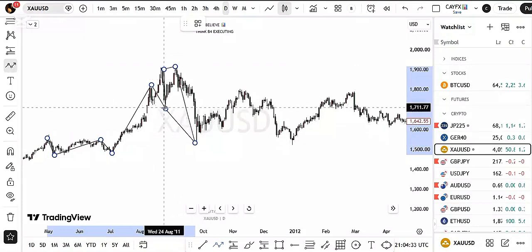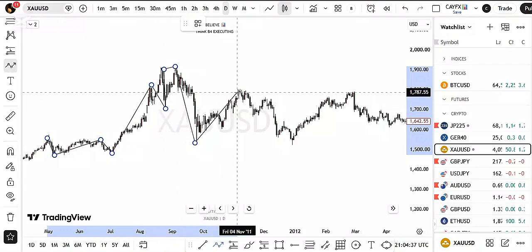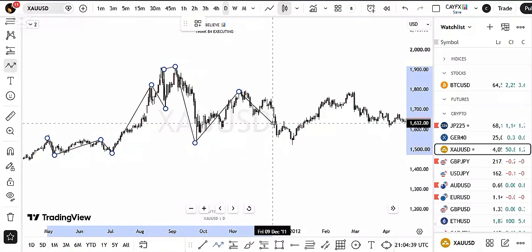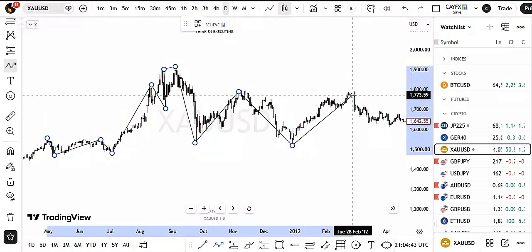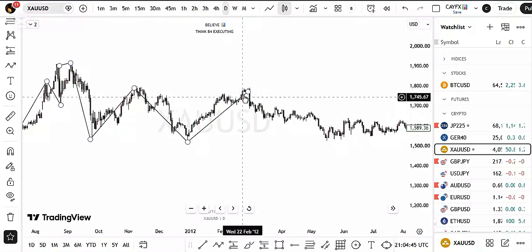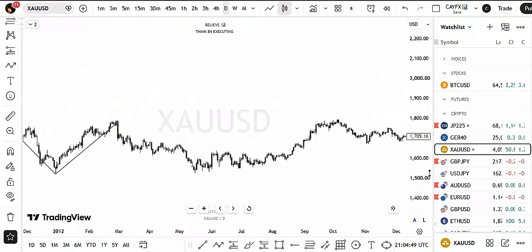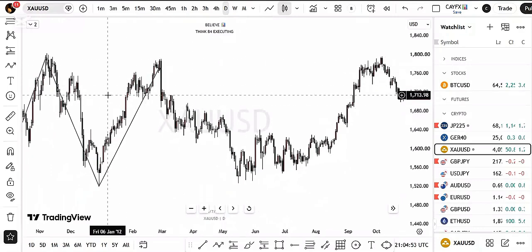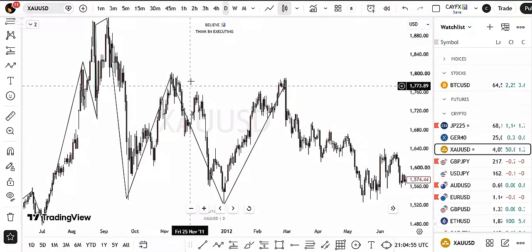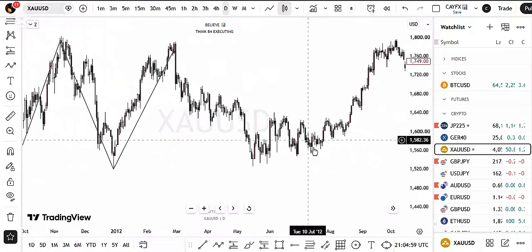And once you break this structure, what did it do? It gave us a break and started selling to the downside. We see it selling towards the downside. Sell, sell, sell, sell, sell.